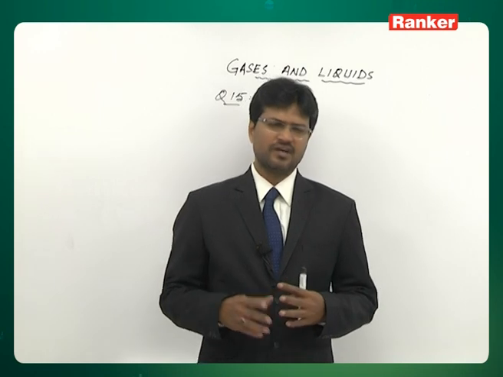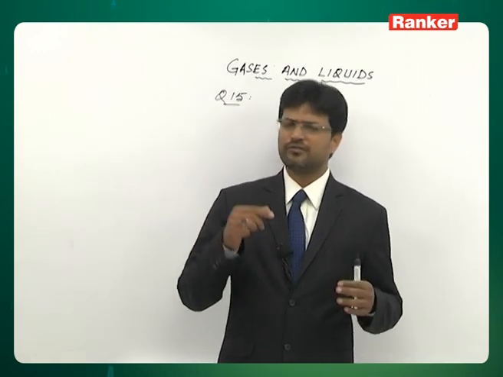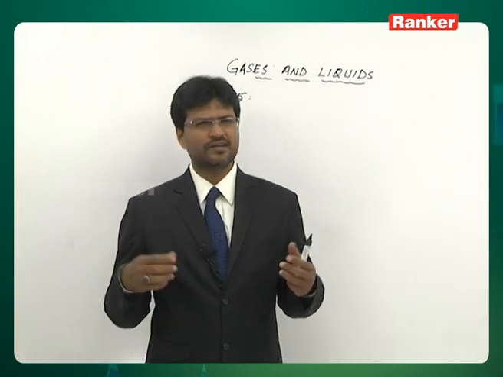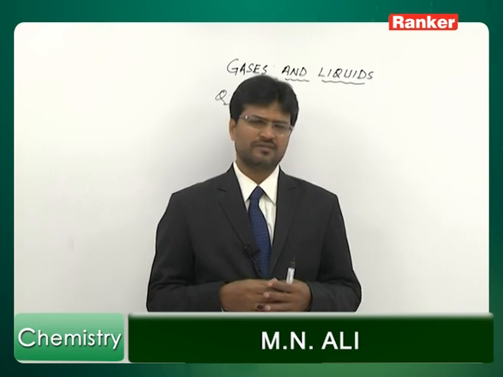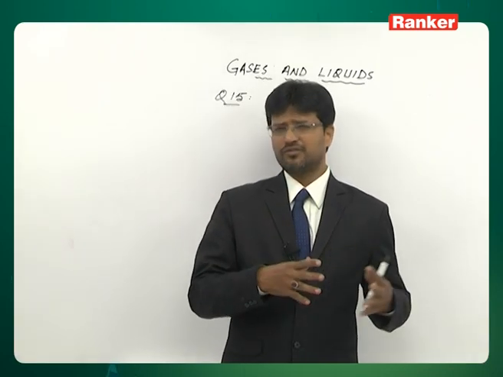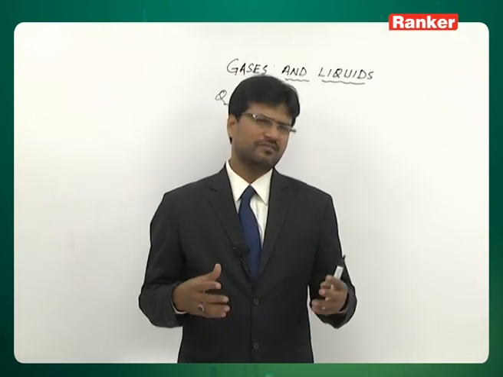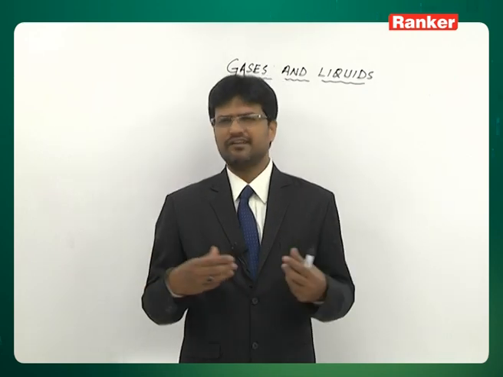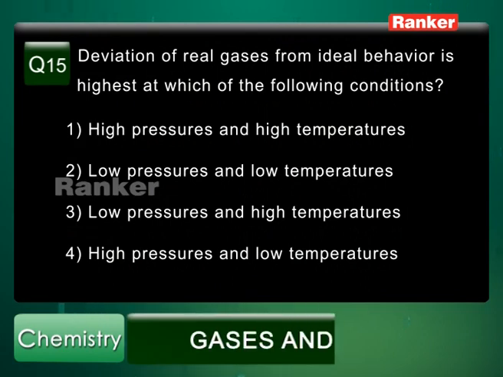The correct answer is high pressure and low temperature, because if the pressure is high, then the volume occupied by gas molecules will be considerable when compared to the volume of the container. At high pressure, the volume occupied by gas will be less and the volume occupied by gas molecules becomes important. And because at low temperature the molecules are moving slowly, they can attract each other more strongly and can cause more deviation. So the correct answer is the fourth option.